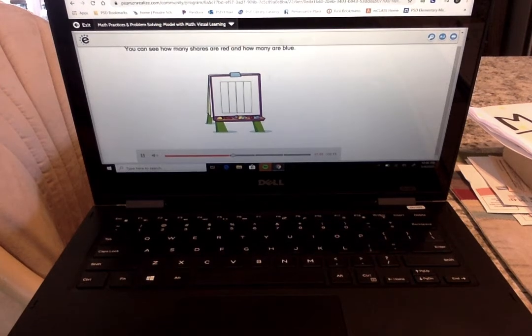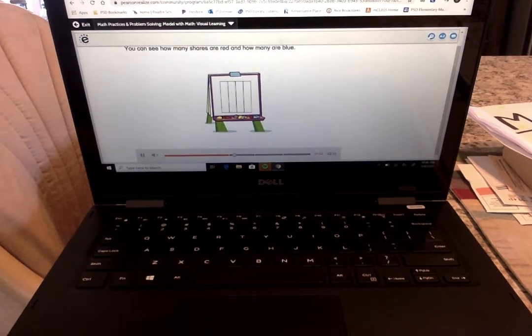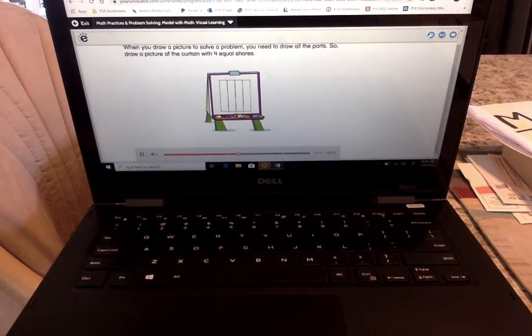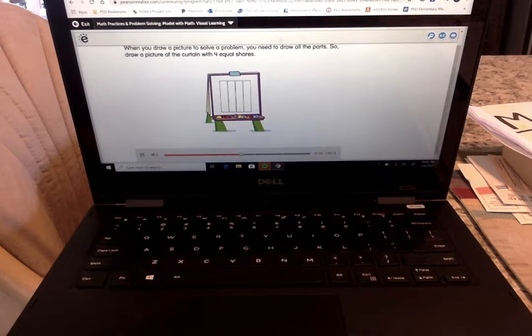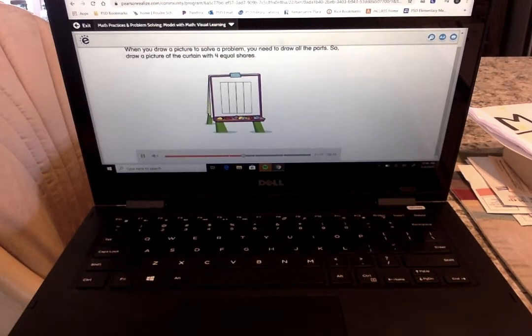You can see how many shares are red and how many are blue. There you go. When you draw a picture to solve a problem, you need to draw all the parts. So, draw a picture of the curtain with 4 equal shares. You can color in the equal shares to match the problem.